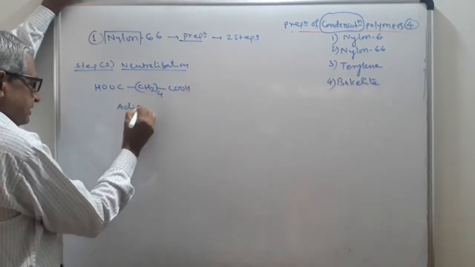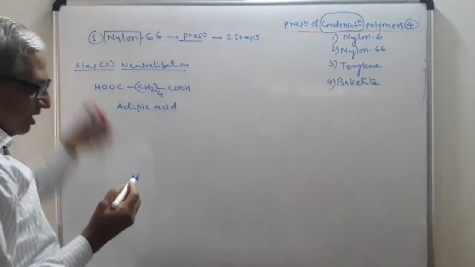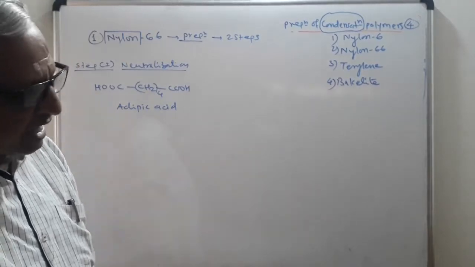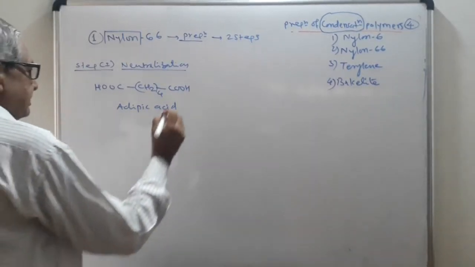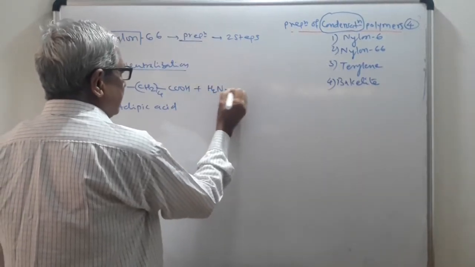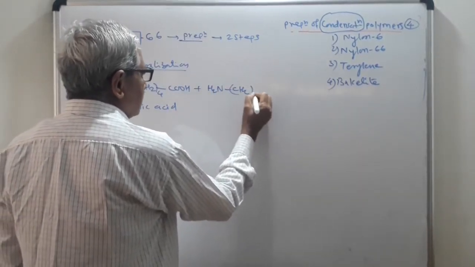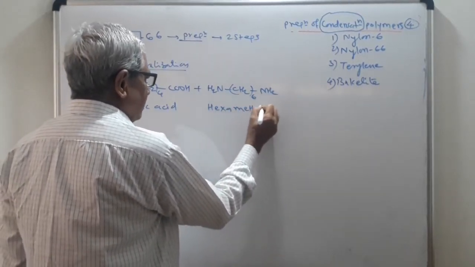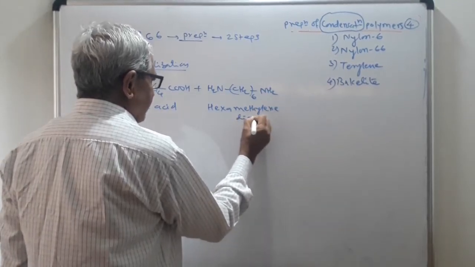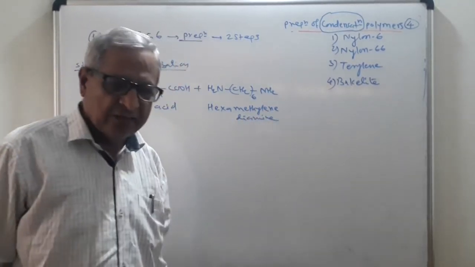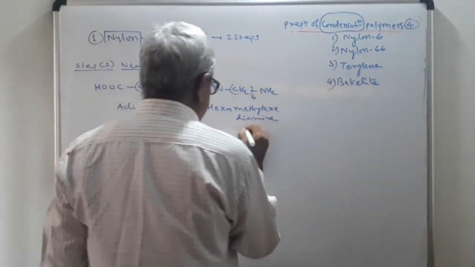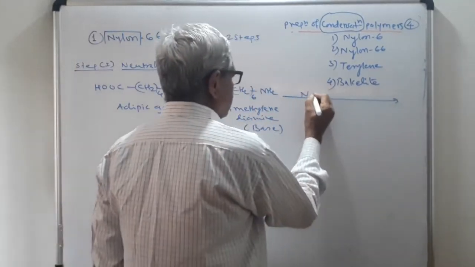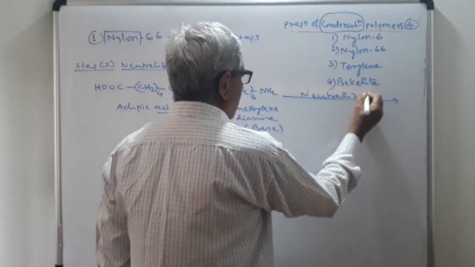This is adipic acid. It is a dicarboxylic acid. Adipic acid is the common name. IUPAC name is hexane, 6 carbon atoms are there, 1,6-dioic acid. Then you will do the reaction with hexamethylene diamine, NH2, CH2 6 times, NH2. It is also known as hexane 1,6-diamine. See, it is a base, it is acid, therefore the reaction is a neutralization.